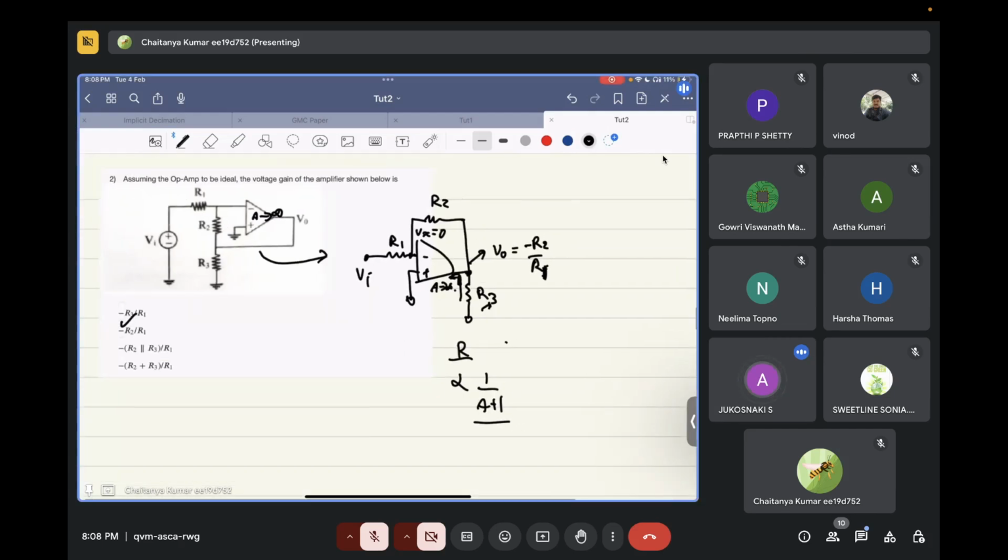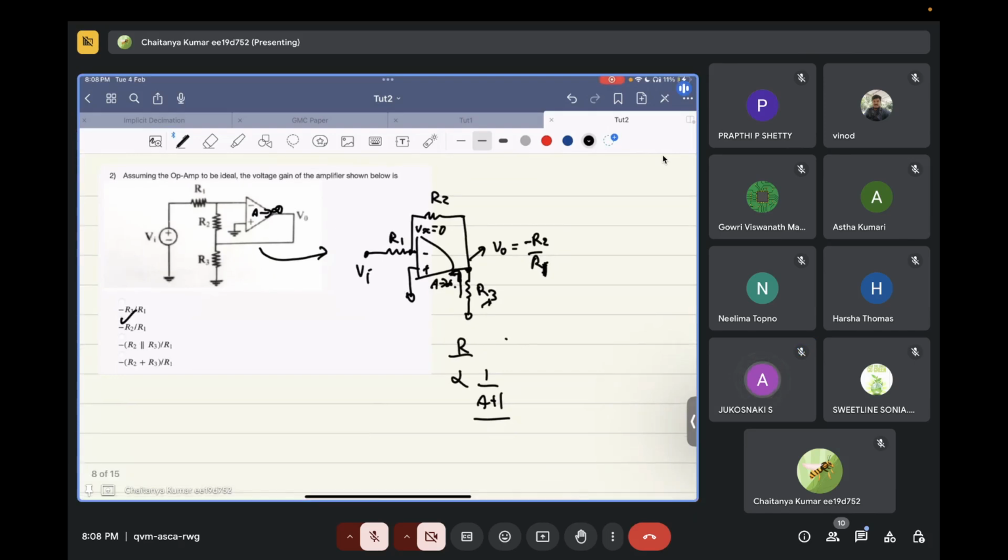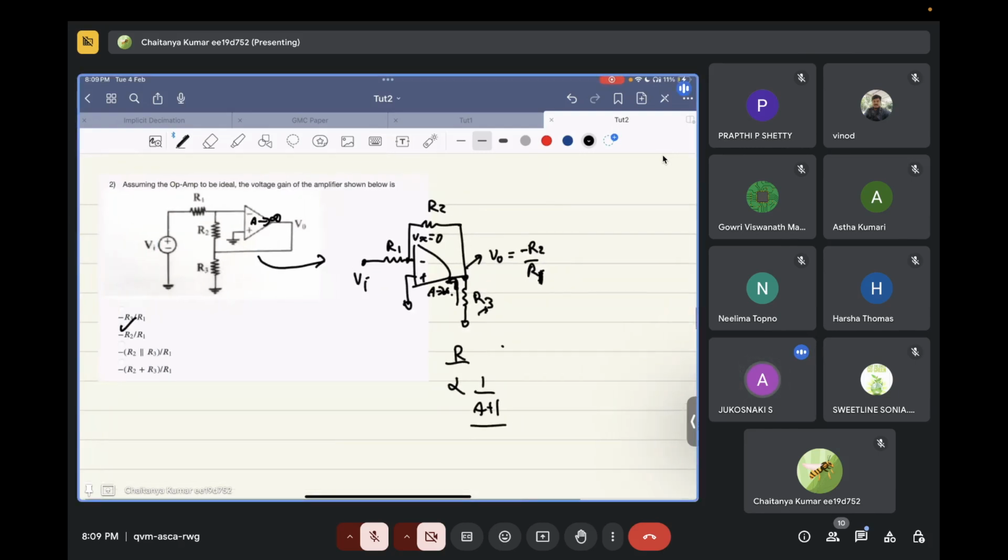Where I took the R3, right? R3 is at the output of the op amp. So I just basically redrew this circuit. No, in the output equation you told R3 you don't take. If the gain is infinite, just solve for yourself. If the gain is infinite, what will be the current flowing through R1?